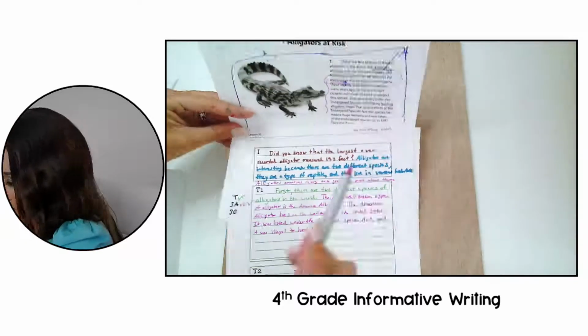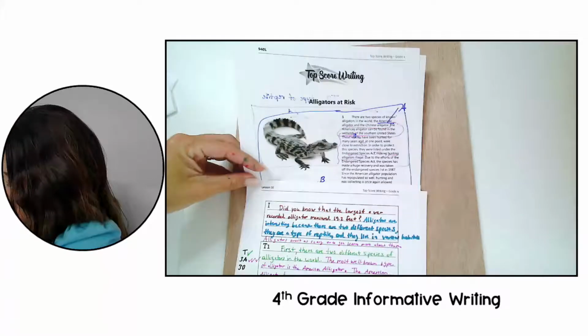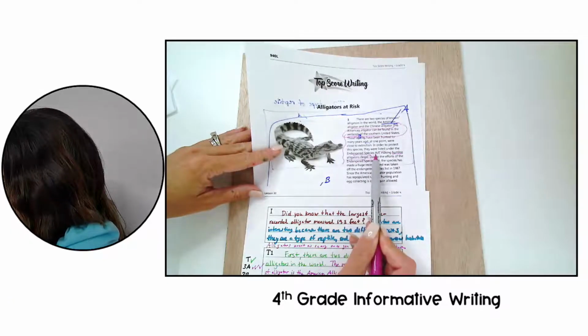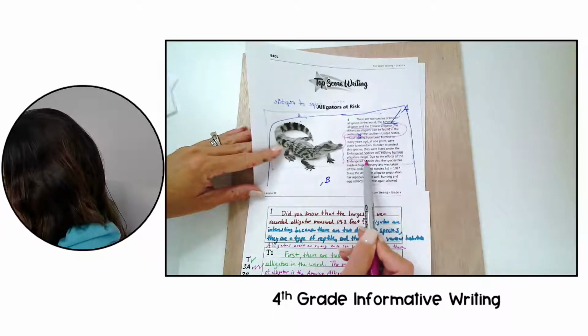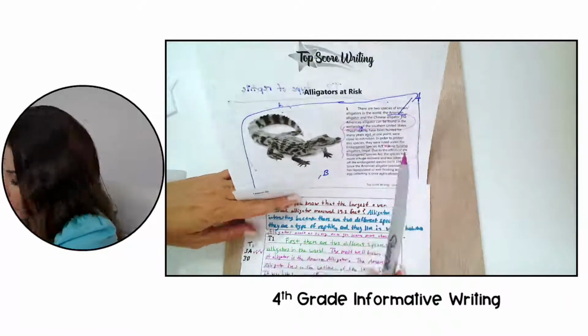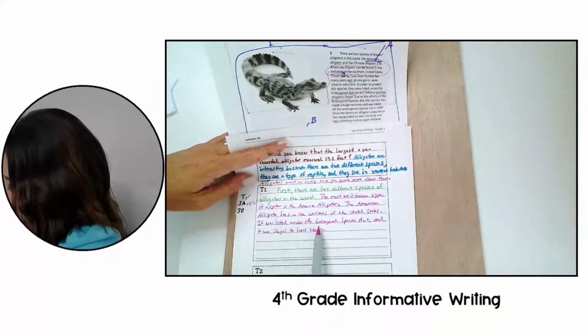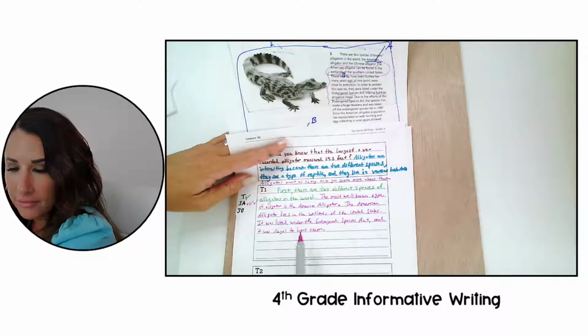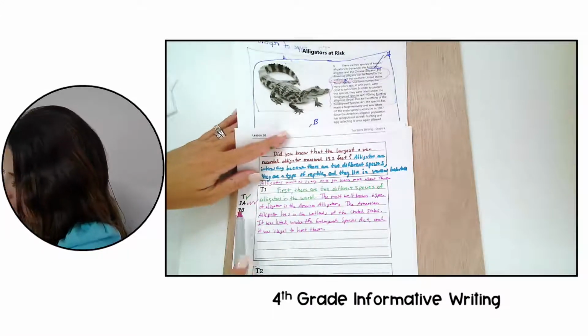Again, you can see here, I did not copy the text. The text said they were listed under the Endangered Species Act, making hunting alligators illegal. I took that and put it in my own words. I said it was listed under the Endangered Species Act and it was illegal to hunt them. Okay, my own words. Now I'm done with A.